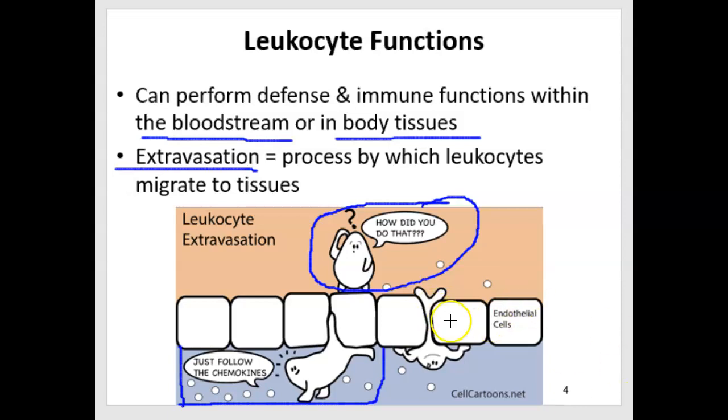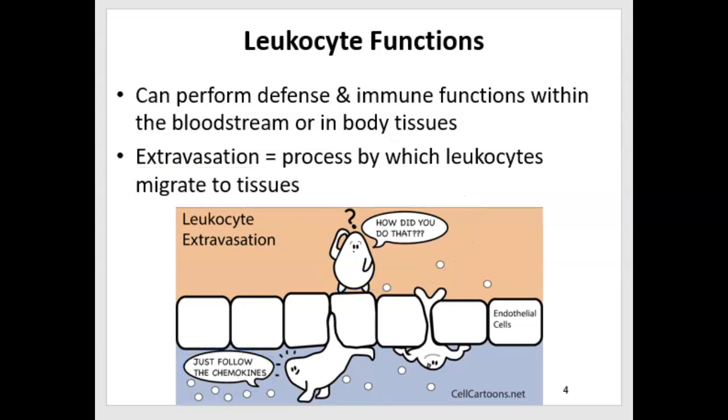And they squish in between the endothelial cells, the simple squamous cells, of the blood vessel and get out into the tissues. Now, the route that they take to the tissues will also depend on what tissue you're in and what chemical is being released by the damaged tissue.